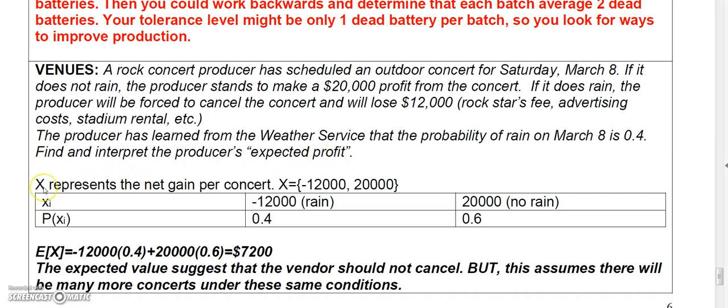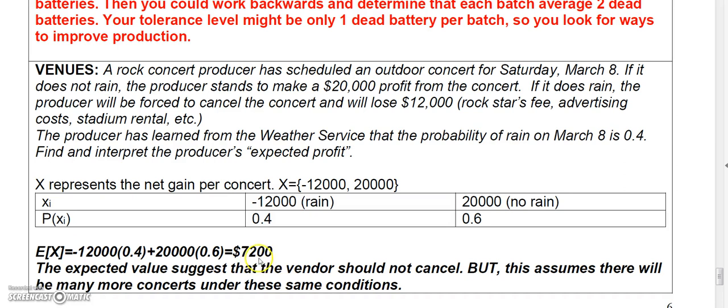Okay, so there's only 2 things that are going to happen. Either the guy's going to lose $12,000 if it rains, or he's going to gain $20,000 if it doesn't rain. So if it rains, he loses $12,000, and the probability of rain is 0.4. And if it doesn't rain, he's going to make $20,000, and the probability of not raining is 0.6. So if you multiply negative 12,000 times 0.4 and then 20,000 times 0.6 and add the 2 together, you get $7,200. So the expected value suggests that the producer should not cancel because he's expected to profit $7,200.